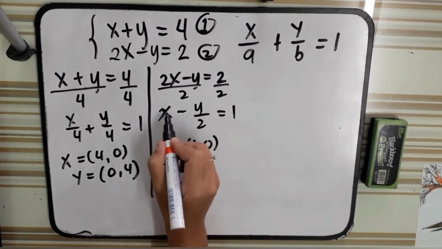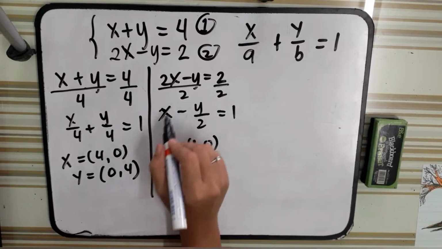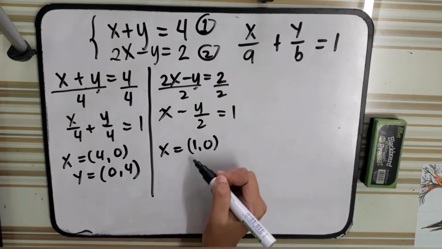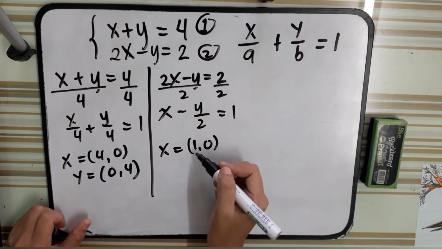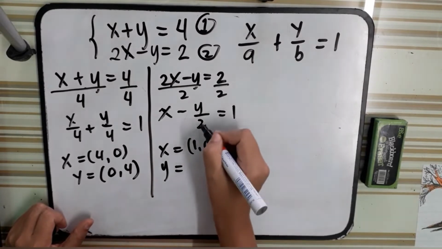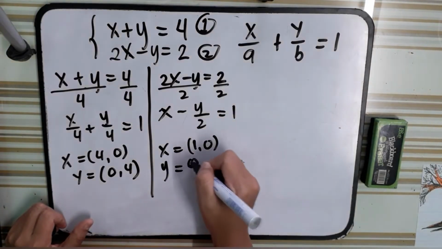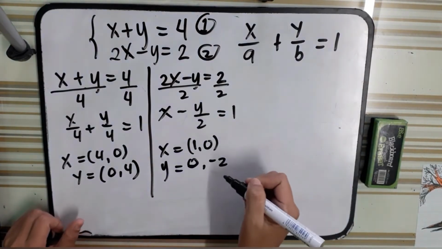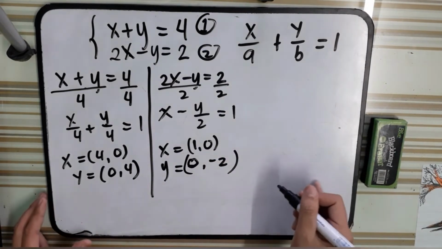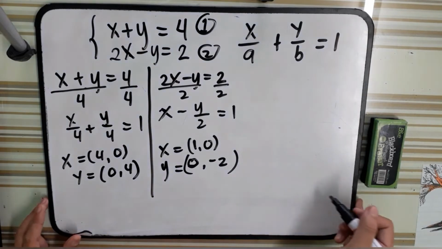Because we all know that every numerator without a denominator has 1 as its denominator. So for the y value, we have here 2. Since this is negative, it will become (0, -2). Right? After that, we are now ready to graph.